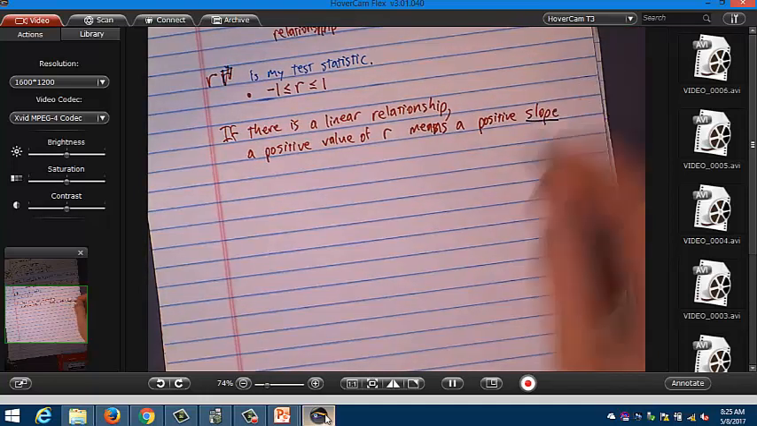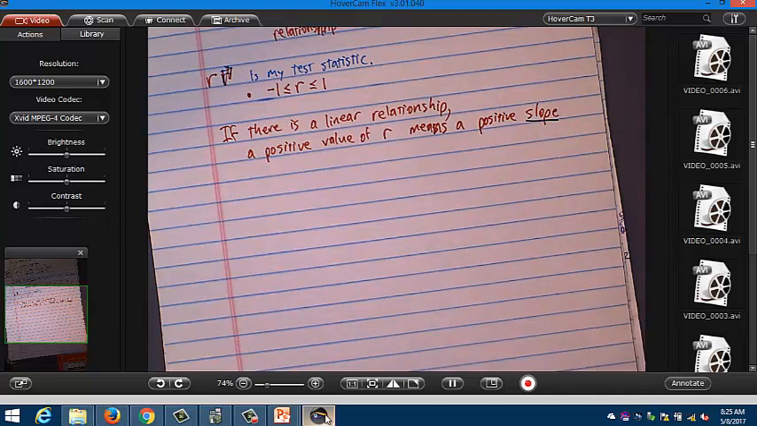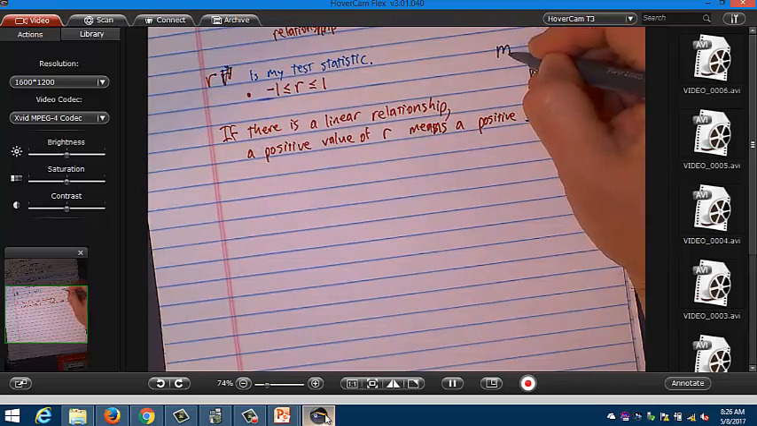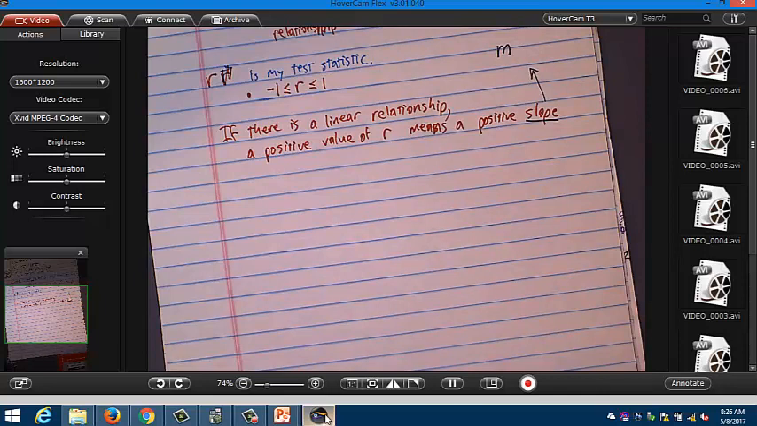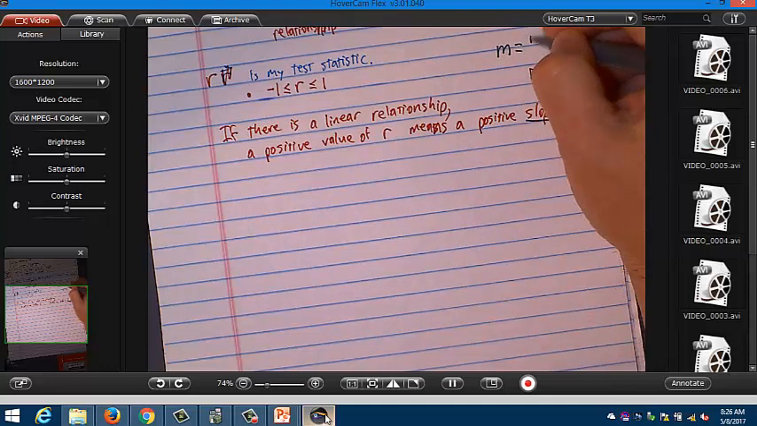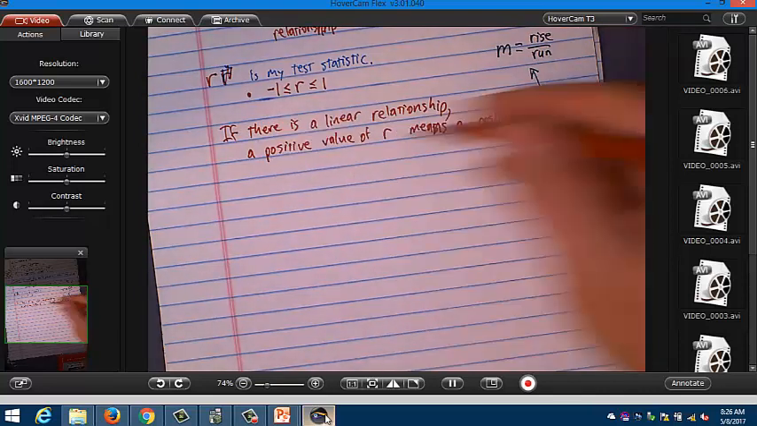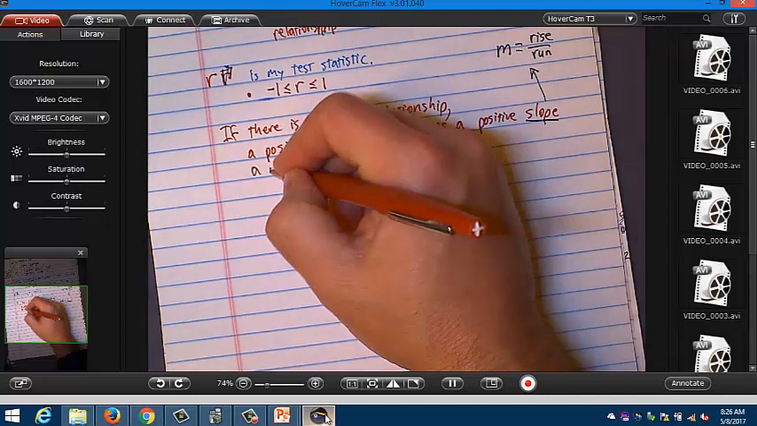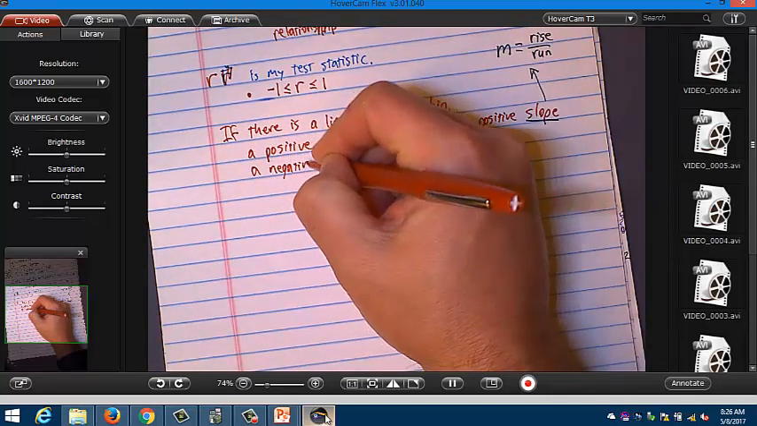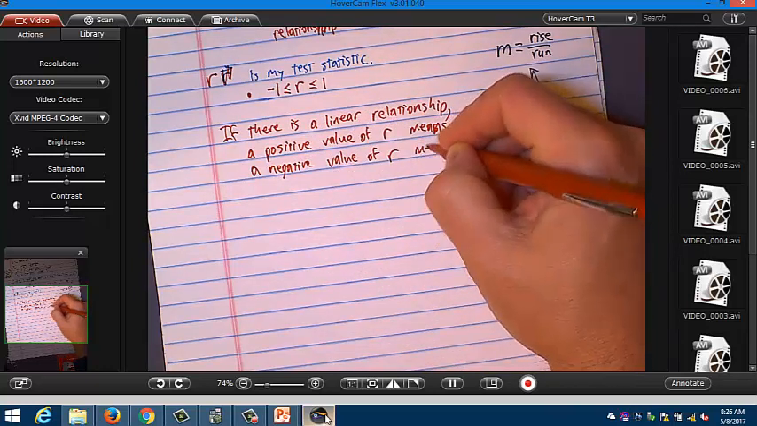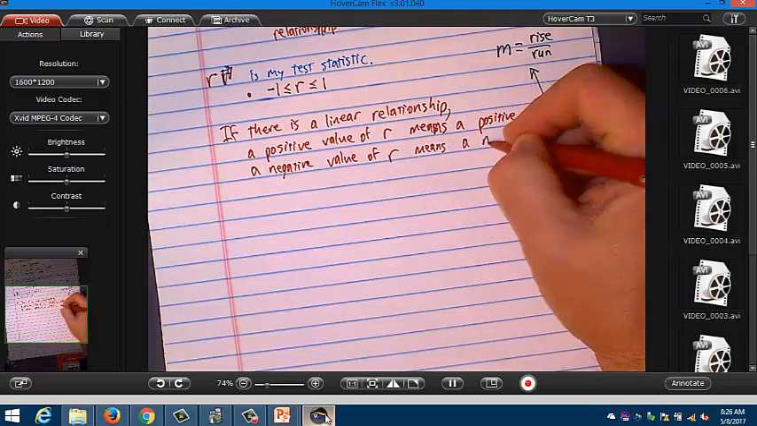What do you guys know about slope from your algebra class? Yeah, that's one thing, right? We used to write M for slope. Do you know what slope is? Rise over run is a nice way to think of it. So a positive value of R is going to mean a positive slope, and a negative value of R means a negative slope.